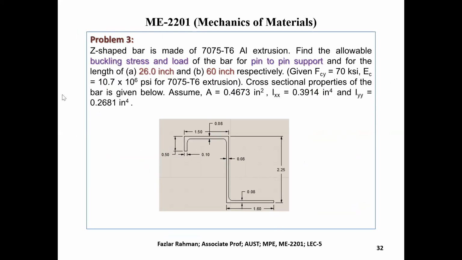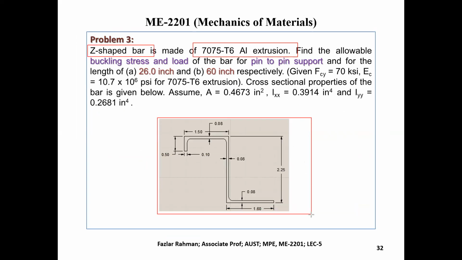The column is made of aluminum extrusion like this one, and it's saying Z-shaped bar. That means the cross section is like the letter Z. Find the allowable buckling stress. That means you need to figure out sigma critical, and the load, that means P critical. You figure out P critical, multiply by A, you get the sigma critical. First you can figure out, then multiply by area, you get the load.